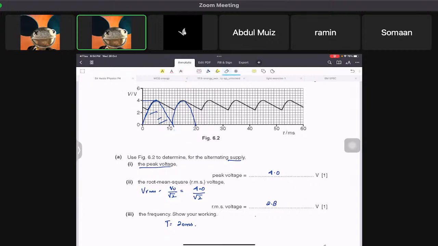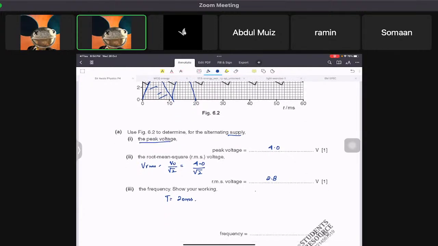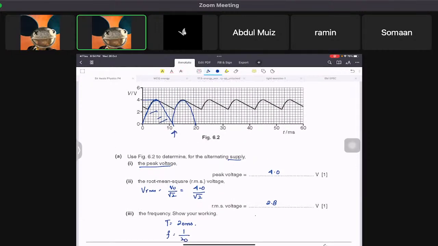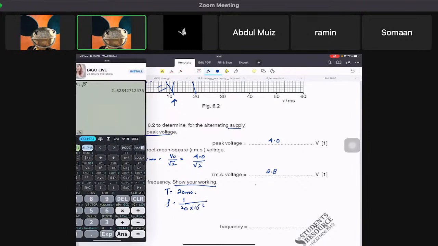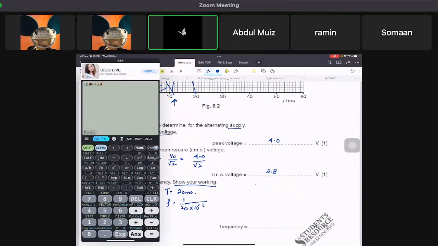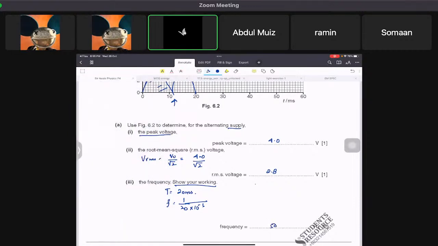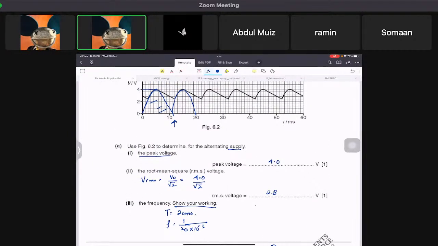So now you just do frequency is equal to 1 upon 20 times 10 raised to the power minus 3. You need to show this to the examiner, because this is show your working. So 1000 divided by 20, just 50 hertz. There is no formula for this, you just need to look at the wave.